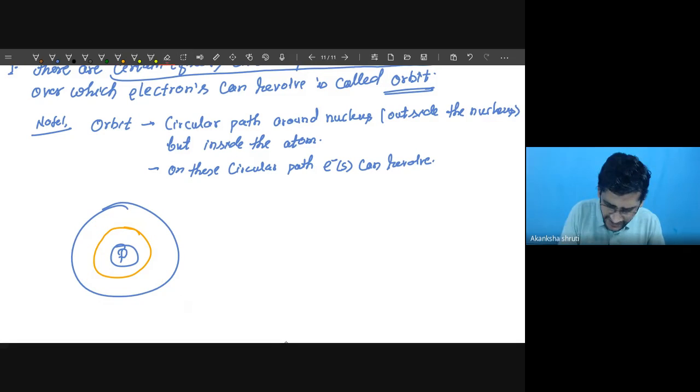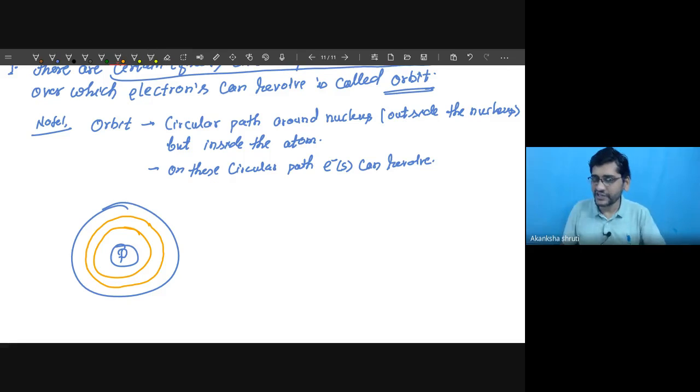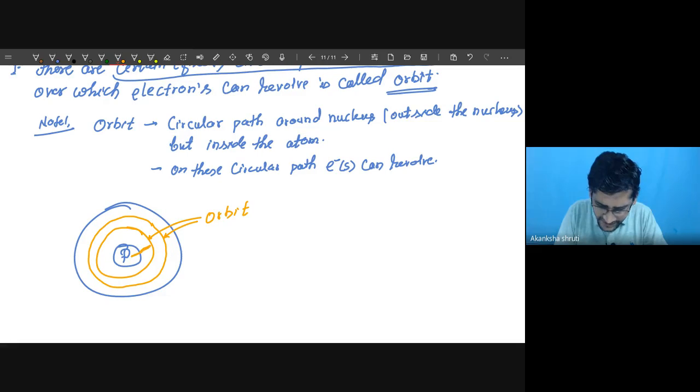So this is a fixed path over which the electron can revolve. These are the orbits. Students, these orbits are identified with respect to a fixed radius from their center, or from the nucleus. You may call this radius R1 and this radius R2.